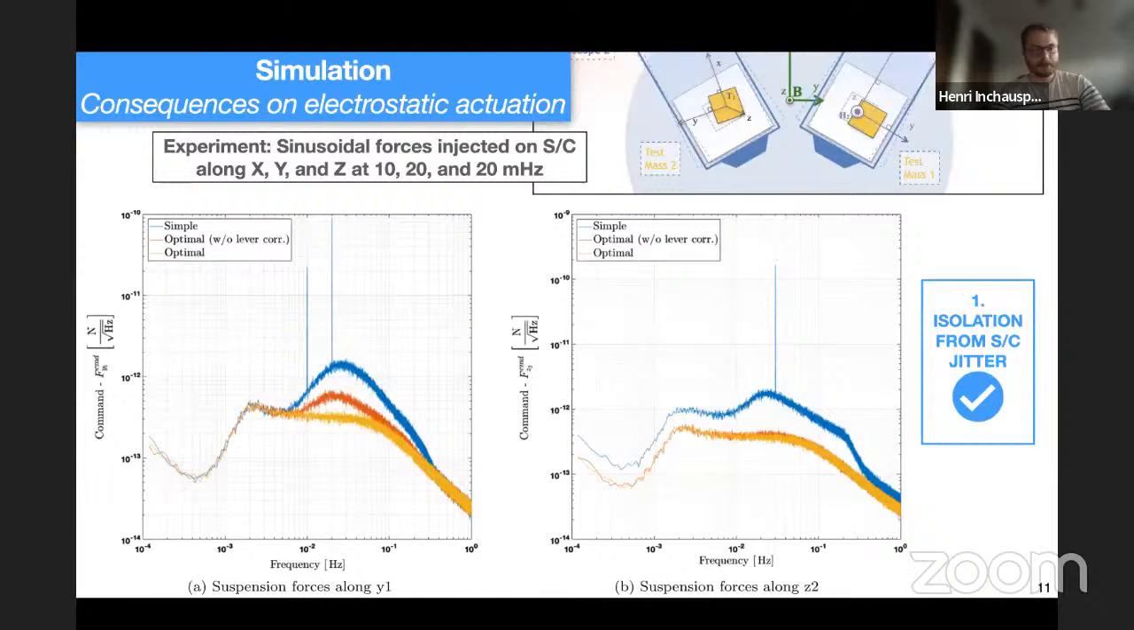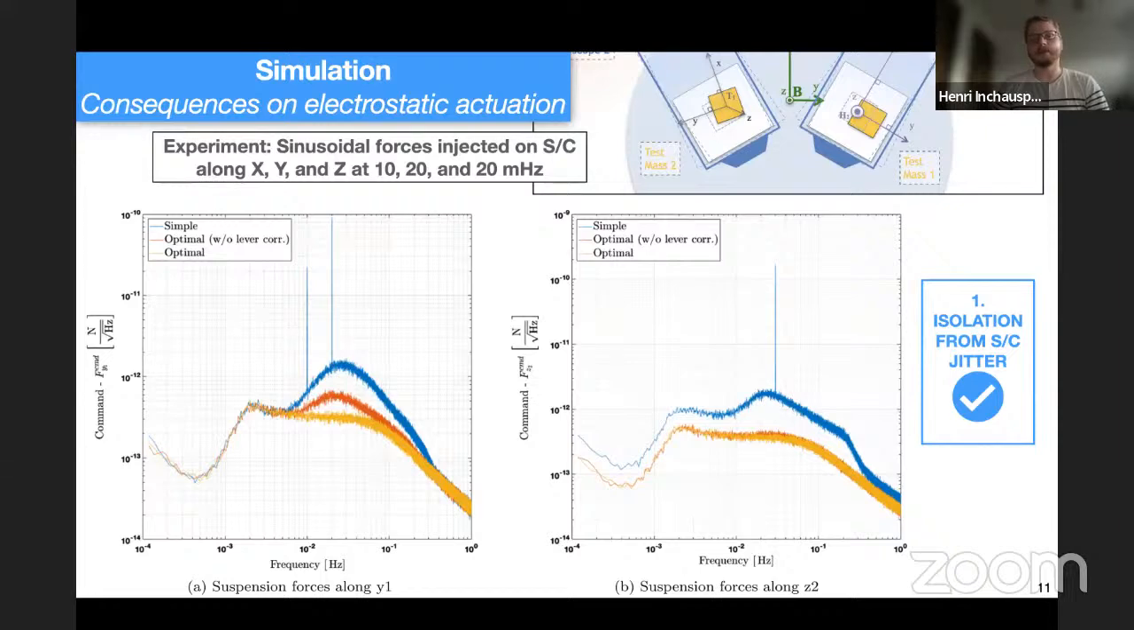Okay, so in the first experiment we injected a sinusoidal force on the spacecraft and verified what would be triggered in terms of suspension force on the test mass. If the scheme is well done, then we trigger no force. Here you see the comparison between blue, red, and yellow. Blue was a simple scheme where you suspend all the degrees of freedom, so that's the naive one. The yellow one is with this new scheme. And you see that the two lines we injected at 10 and 20 milliamperes completely disappeared.